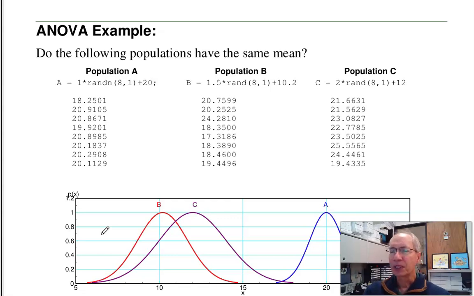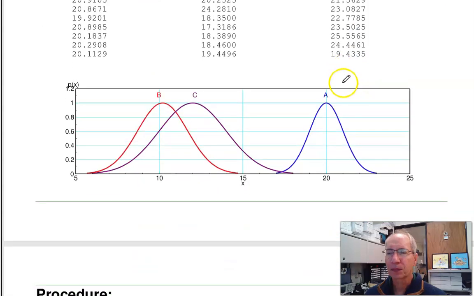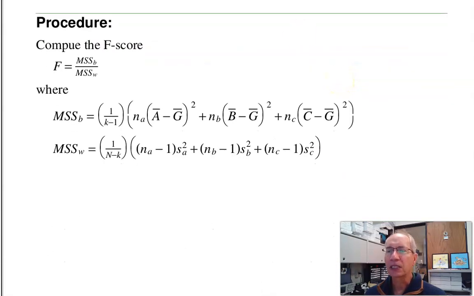So for example, let's take this data set. I've got population A, B, and C, 10 measurements from A, B, and C. Do the three populations have the same mean? If I look at it, I can tell pretty much they don't. I can also see that here's the mean of A, mean of B, mean of C. Does that show up with an F test? So to do that, I have to calculate the mean sum squared between columns, mean sum squared within columns. Those are the calculations.